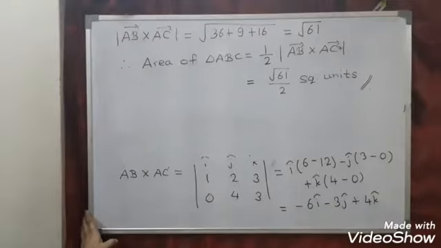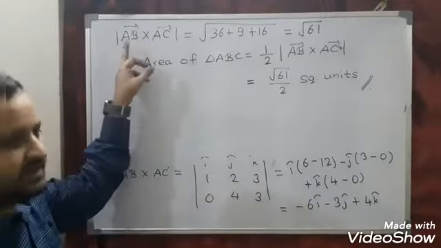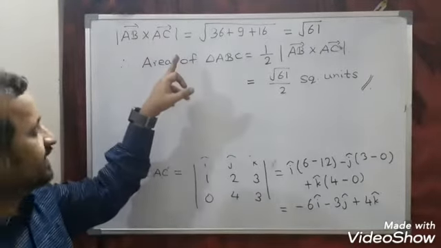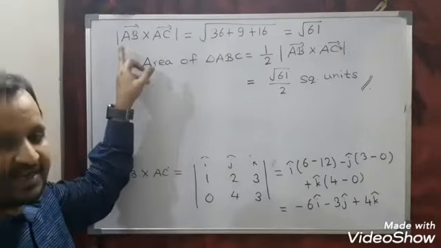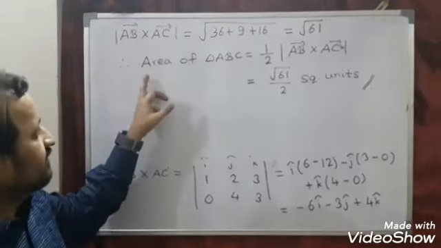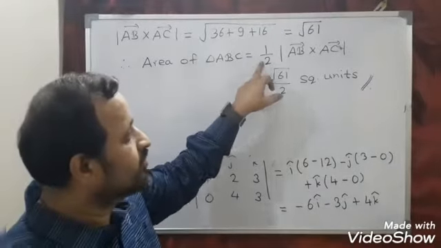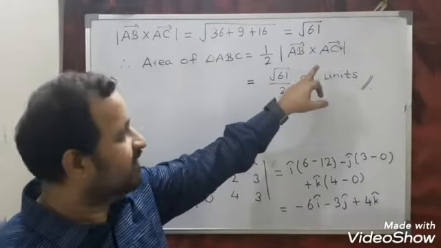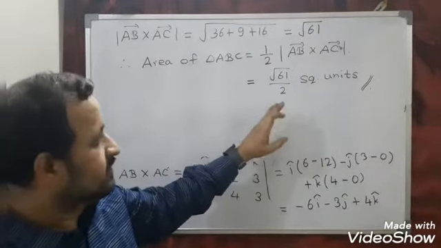So very, very important with respect to board exam. First we have to find AB vector, then we have to find AC vector, then take the cross product, then take the magnitude of the cross product, then find area of triangle ABC by using the formula half into magnitude of AB vector cross AC vector. So this is the required solution.